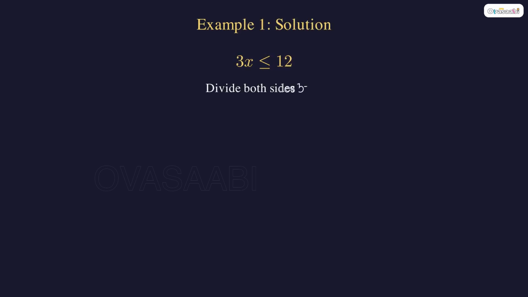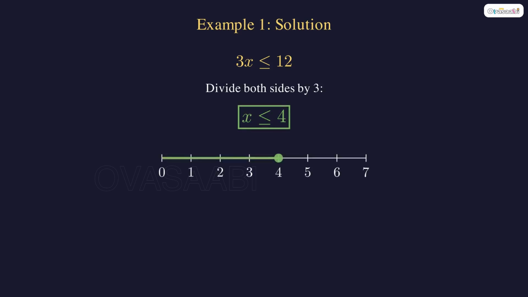Divide both sides by 3. x is less than or equal to 4. On the number line, we draw a closed dot at 4 because it includes 4, then shade left.